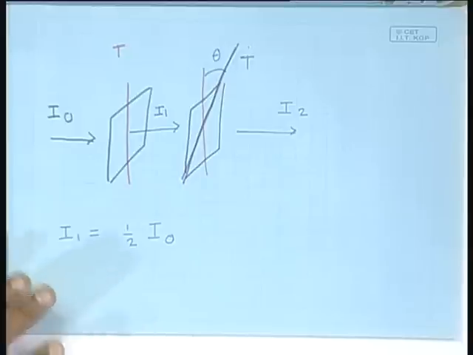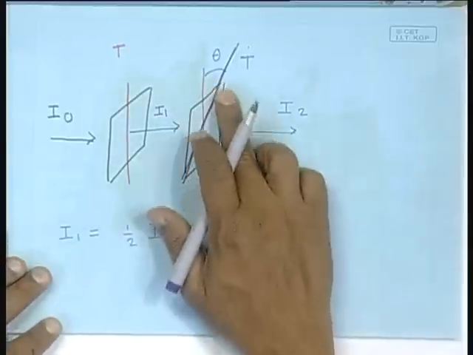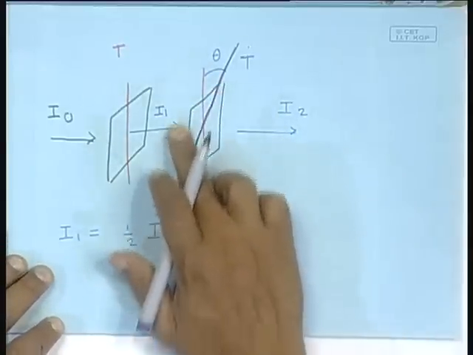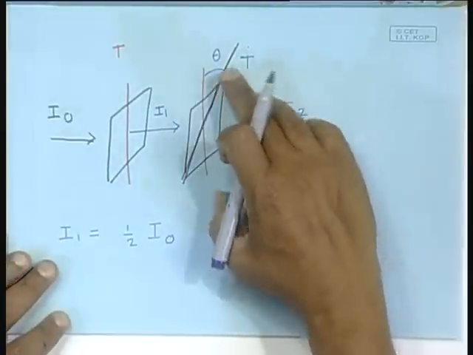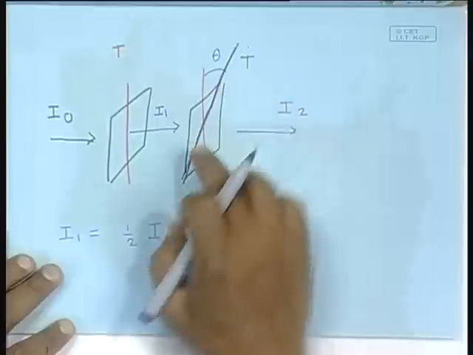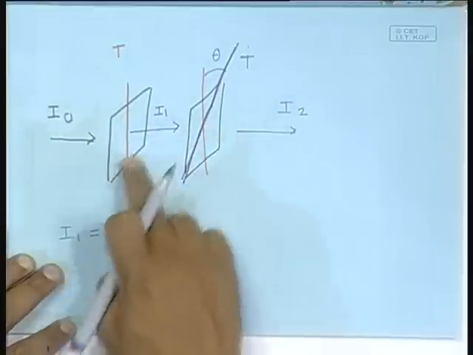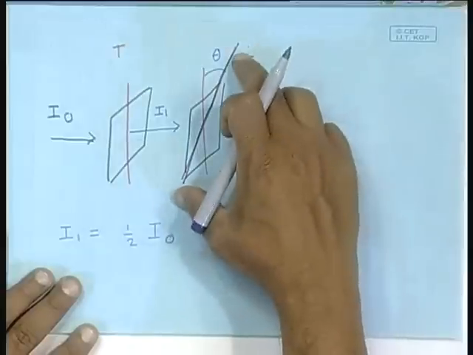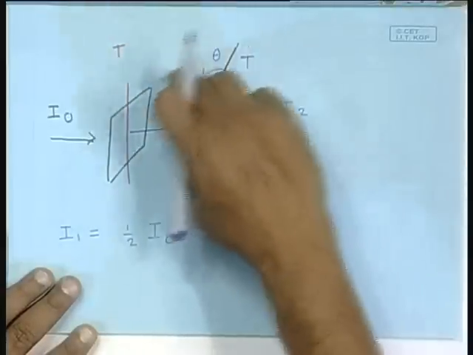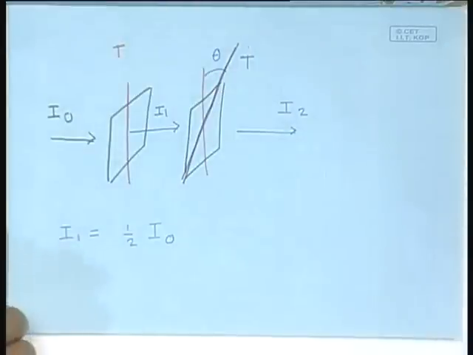Now, let us discuss what happens at the analyzer. This we are referring to as the analyzer. It is also a polarizer, but we are using it for a different purpose. We are using it to analyze the polarization content of the light that comes over here, and its transmission axis is at an angle theta to the transmission axis of this.